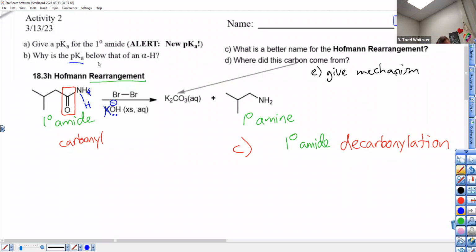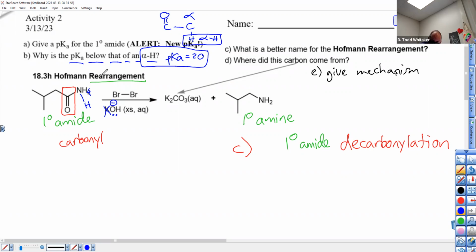Why is the pKa below that of an alpha H, which would be pKa equals 20 for a normal alpha H, which is this one, right? Carbonyl. That's an alpha carbon. That's an alpha H. There's your 20. So you're comparing this one to this one, and the only difference is nitrogen versus carbon. And remember, you're making an anion in an acid-base reaction, right? So can you give me an answer for B? Why is the pKa below that of an alpha H, which was 20?